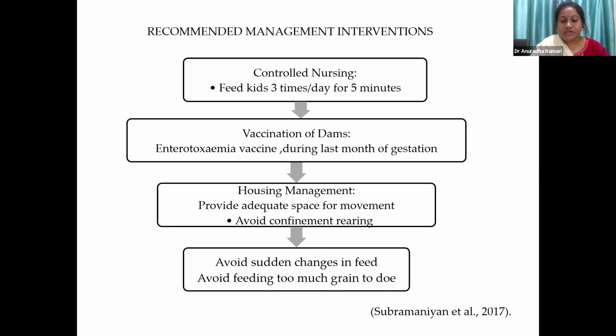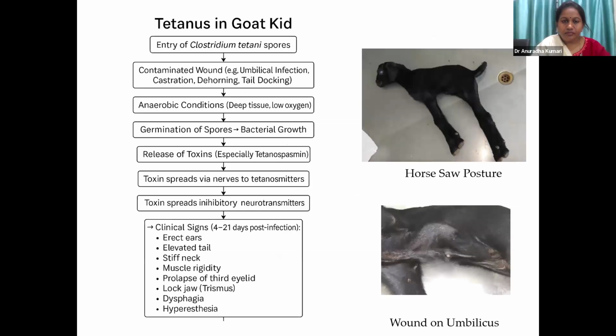As far as housing management is concerned, if possible, provide adequate space for movement and avoid confinement rearing of the kids. And always change the ration gradually, whether it is for the kid or the doe. Sudden change will make a conducive environment for the proliferation of this bacteria, and that is responsible for kid mortality. Tetanus is one of the infectious diseases also responsible for kid mortality.